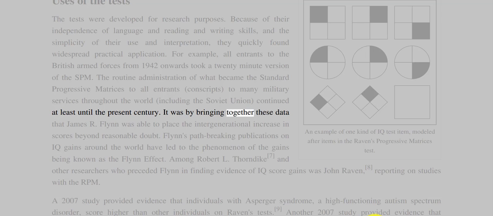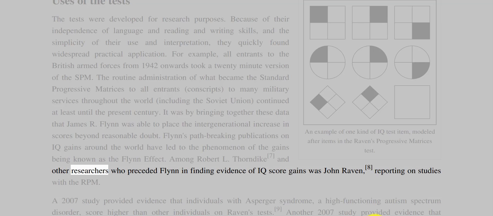It was by bringing together these data that James R. Flynn was able to place the intergenerational increase in scores beyond reasonable doubt. Flynn's path-breaking publications on IQ gains around the world have led to the phenomenon of the gains being known as the Flynn effect. Among Robert L. Thorndike and other researchers who preceded Flynn in finding evidence of IQ score gains was John Raven, reporting on studies with the RPM.